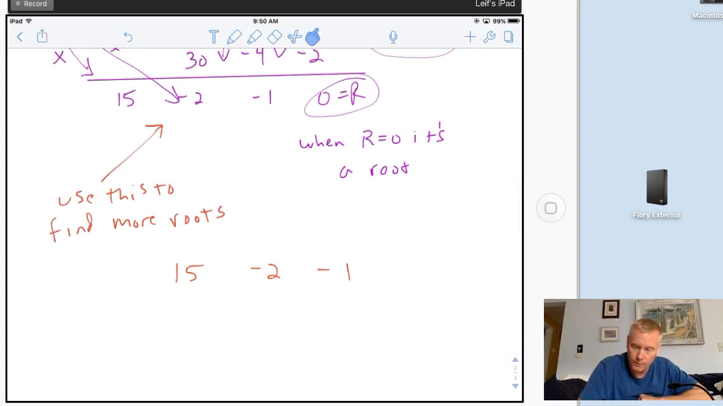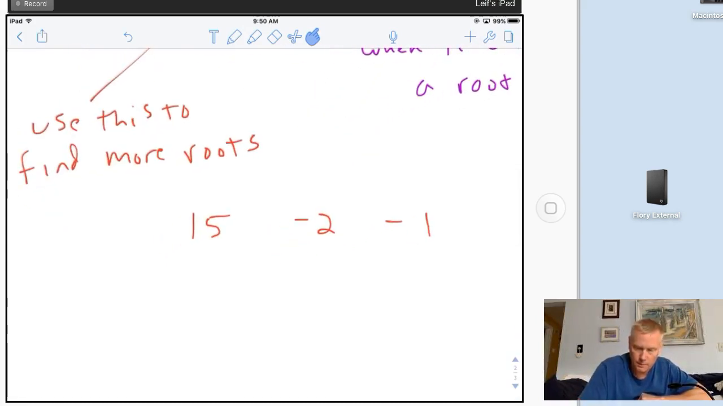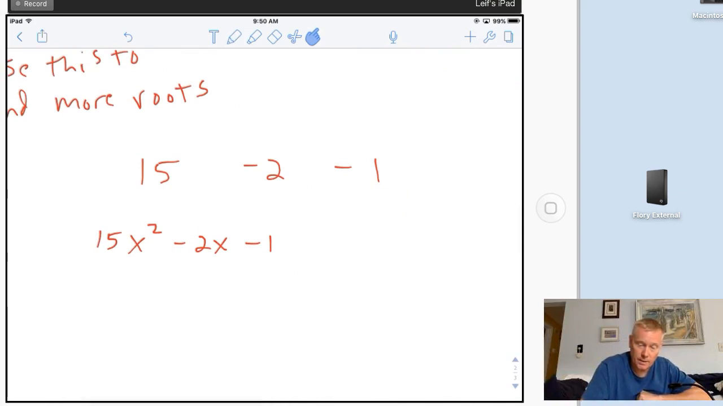Now, hopefully you remember, this is really 15x squared minus 2x minus 1, and it could be equal to 0. But if I want to factor this now, I can just take this on the side and go, this is one of the harder ones actually. Sometimes it's nice and easier. This one's not bad at all though.